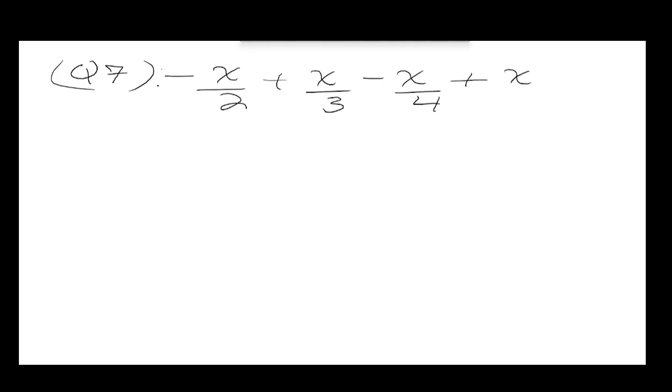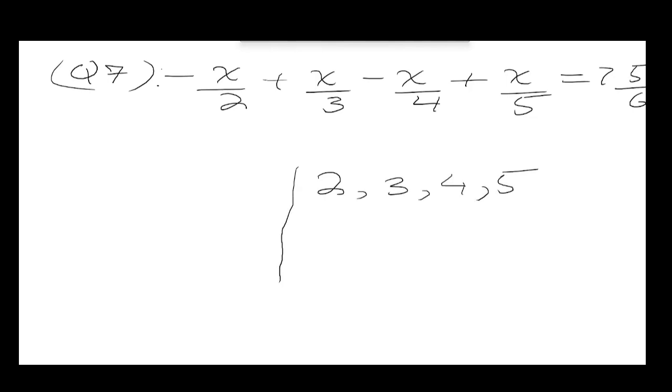We can write question number 7. So x by 2 being added with x by 3, subtracted by x by 4, again added by x by 5, and this is equal to 7 whole 5 by 6, which we are going to simplify later on. So first let's take the LCM of 2, 3, 4, 5.